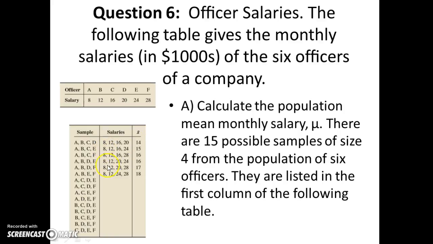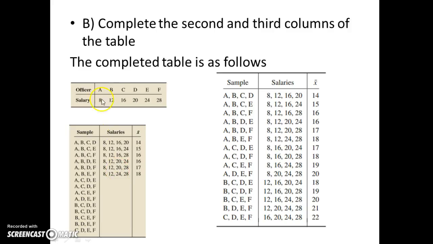Also, this table gives 15 possible samples of size 4 from a population of 6. So out of these 6, in 15 ways you choose 4 from the 6. Complete the second and third columns of the table. So this is a completed table.